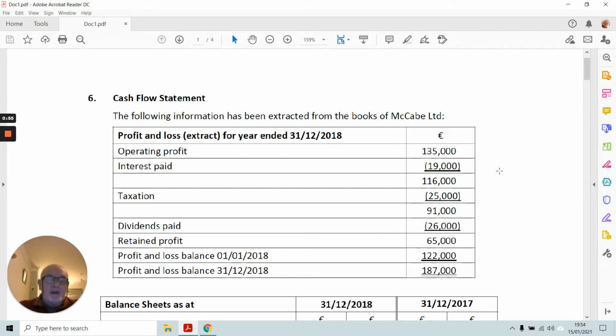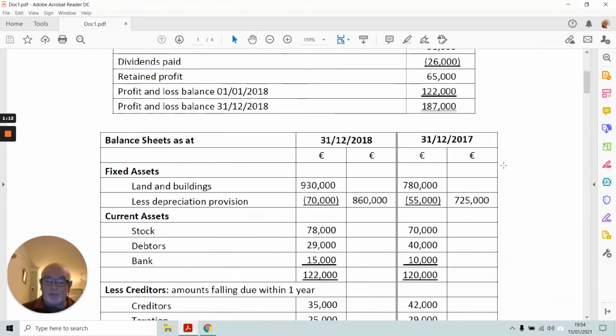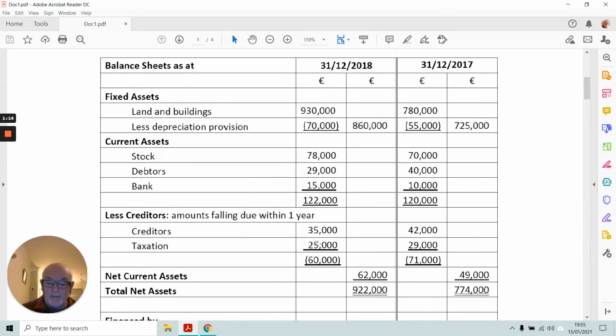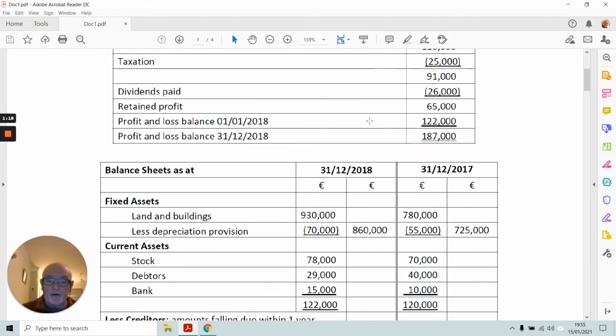And then the tax charge for this year is 25,000. That tax won't have been paid yet. What businesses do is this year they pay last year's tax. So that 25,000 euro tax hasn't been paid yet, and you'll see it turns up in our balance sheet as a current liability here, taxation 25,000 at the end of our year.